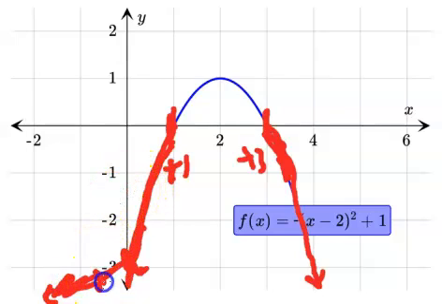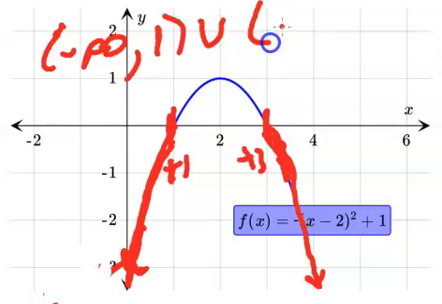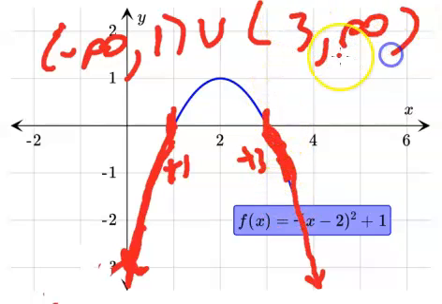So for that reason, we say, I don't really need this piece. So we say that the interval is from negative infinity to 1. And then union. It starts going down again at 3. It's below the x-axis again at 3. So we say it's again union 3 to infinity. That's the interval where the graph is below the x-axis. And that's the interval where y is negative.